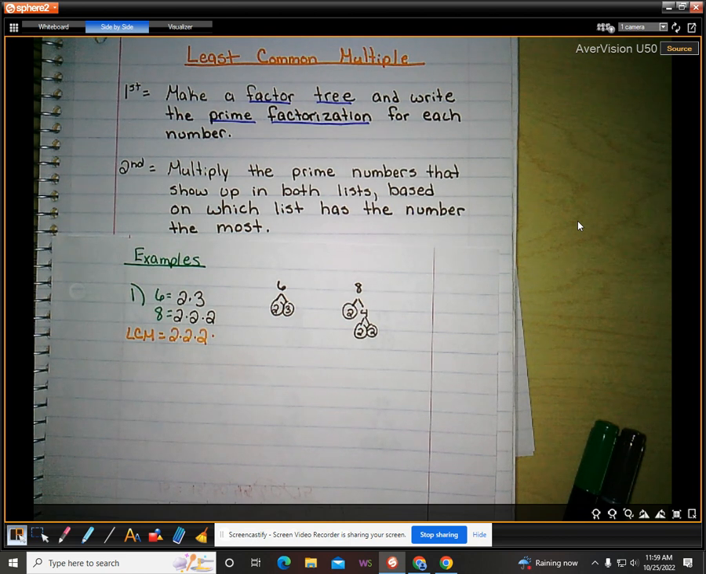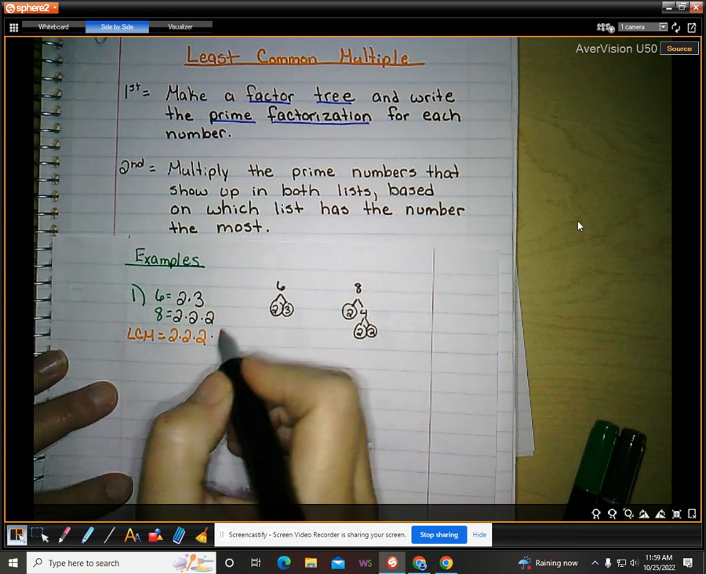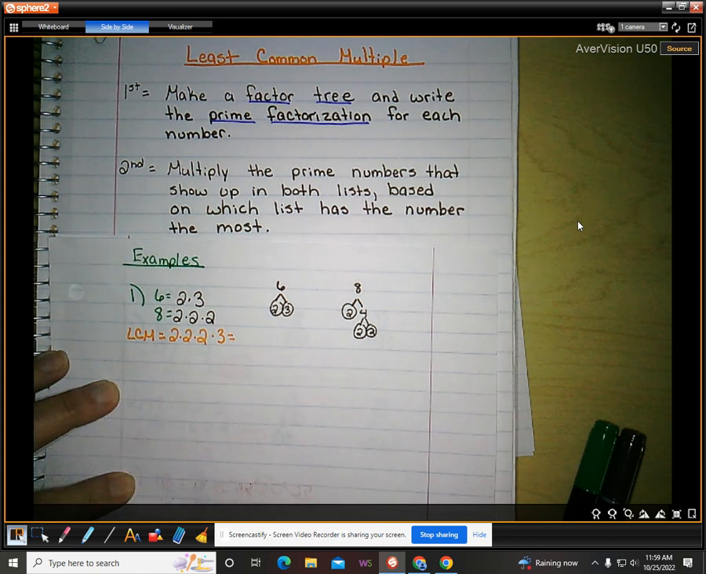It's not a trick question, so don't think too much. Which list has the most 3's? Jordan? And how many does it have? There's only one, so you're only multiplying one 3.